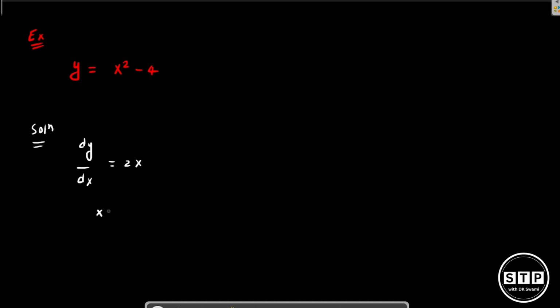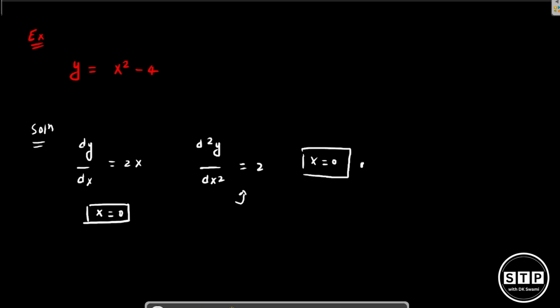So at x equals 0, this differentiation is 0. Now let's double differentiate this. So d square y by dx square is 2. If I place any value of x, this is positive. So can I say that x equals 0 is minima for this function? Yes, x equals 0 is minima for this function.